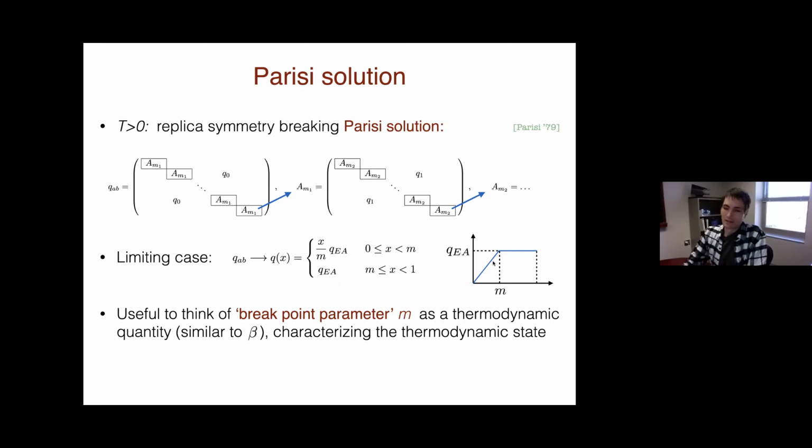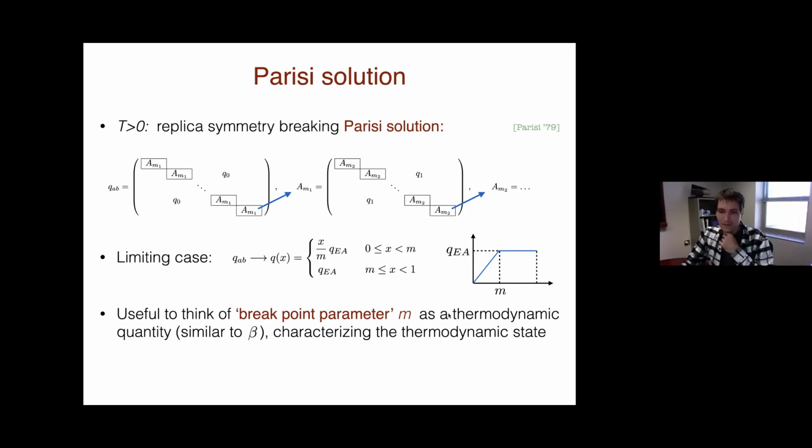Right. So at the end of the day, this whole complicated structure with all these blocks and so on is described in terms of this function, which is characterized by only two numbers: the Edwards-Anderson order parameter, which is the value where the function saturates, and a breakpoint parameter m, little m, that tells you at what point between 0 and 1 the function changes its behavior.